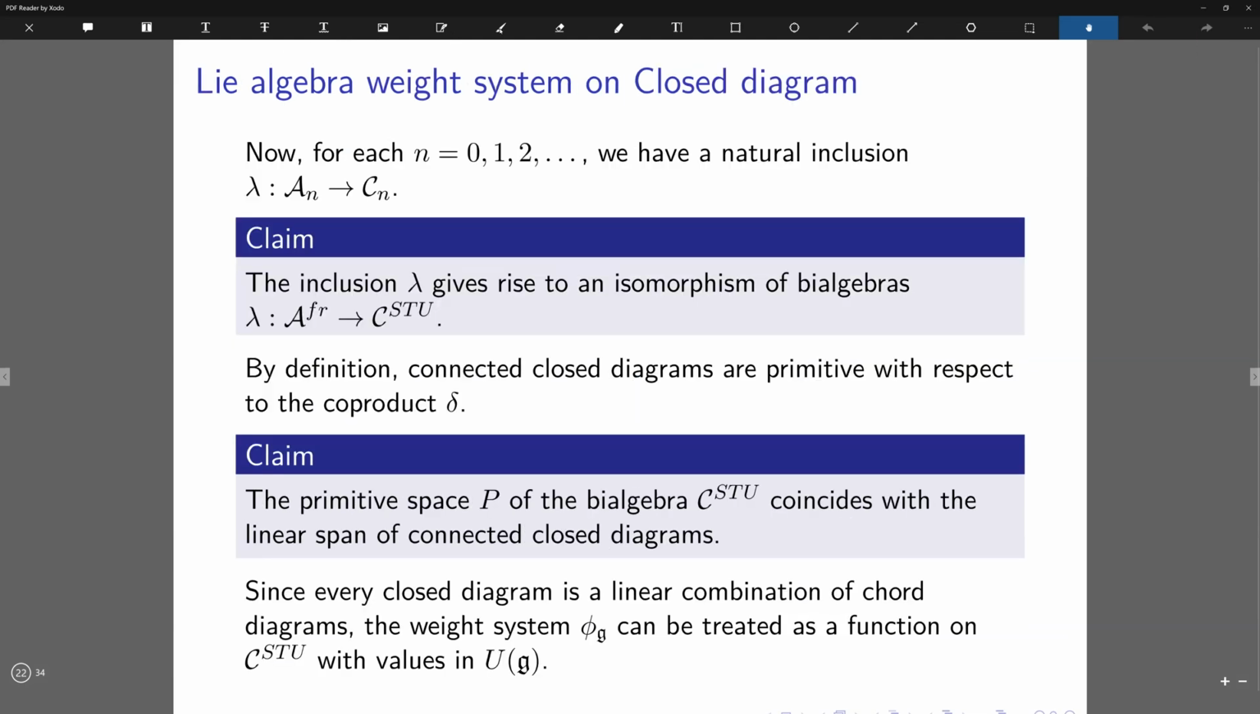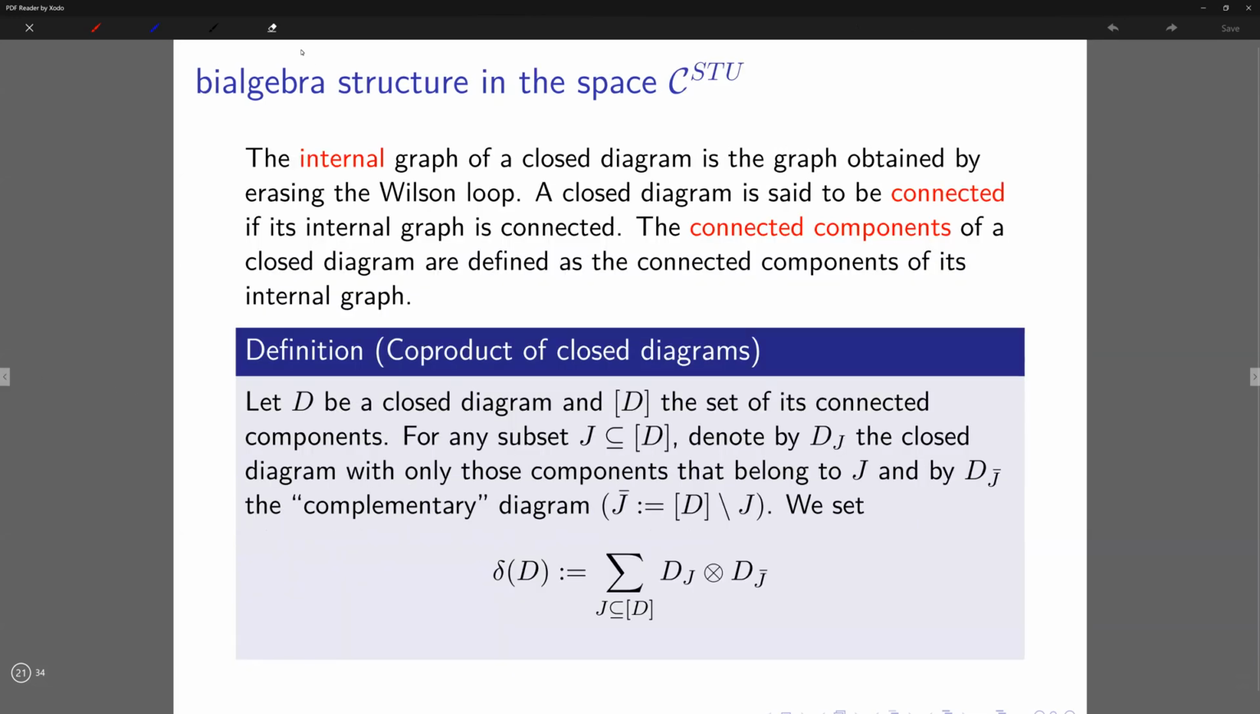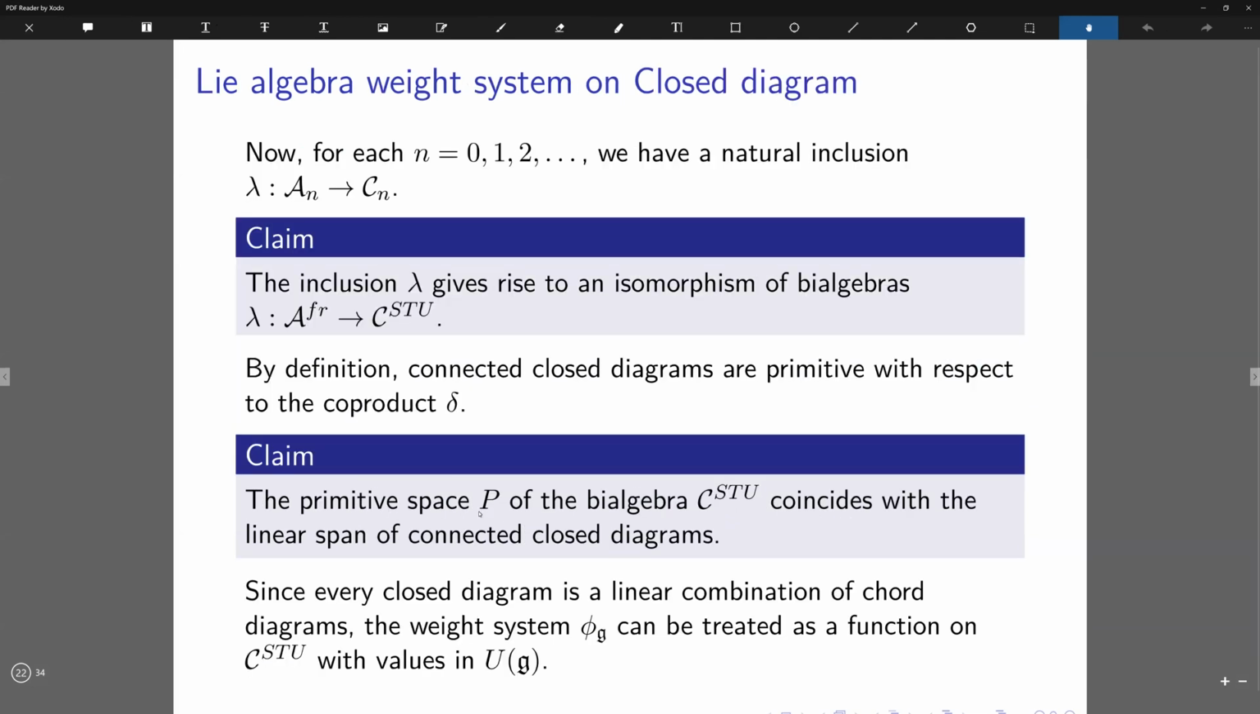And because, by definition of the coproduct, you can directly see that the connected closed diagram is primitive, because it's a definition, and the set of all components of D has only one element. So D is directly a primitive element. And I have the claim that the primitive space for the bialgebra C mod STU relationship is actually just the linear span of the connected closed diagrams.